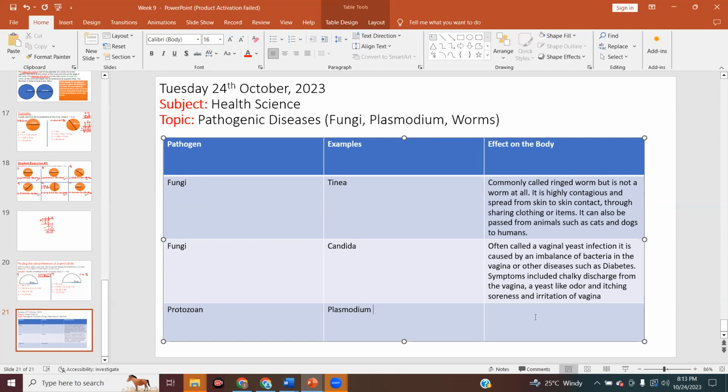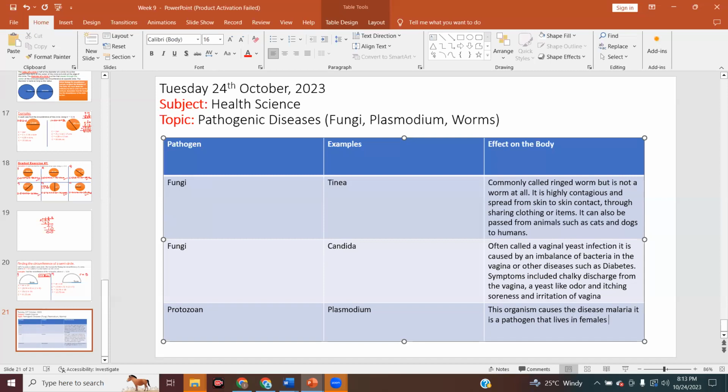Okay. And so we can say that this organism causes the disease malaria. It is a pathogen that lives in female mosquitoes.